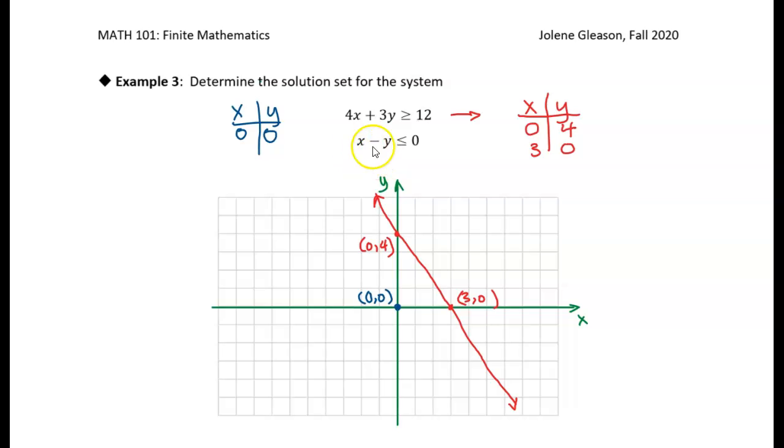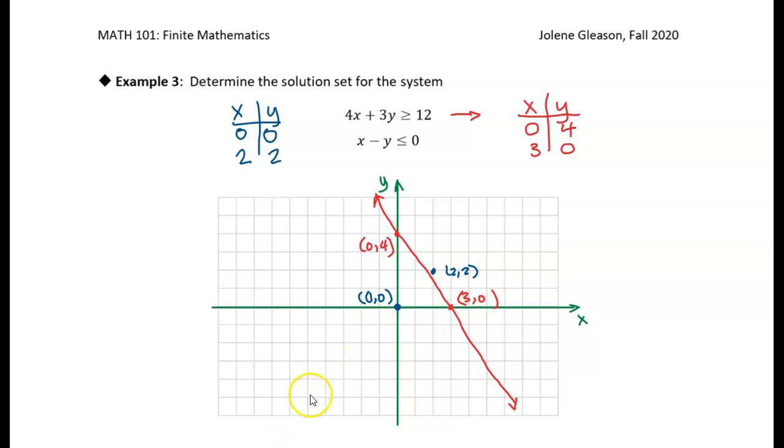Now I need to find another point. I can't just put 0 in again, because I just get the same point, right? So I'm just going to pick 2. If I put x equals 2 in, then y also has to equal 2. And so the point 2, 2 is on the line. All right. So I'm going to get a line that passes through these 2 points. So this is 2, 2.